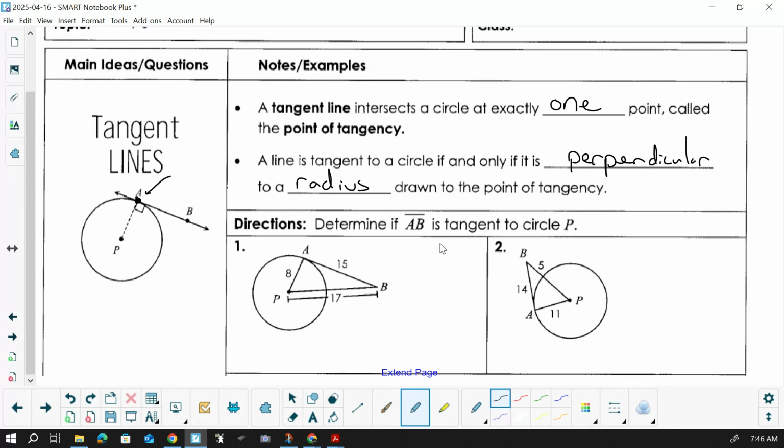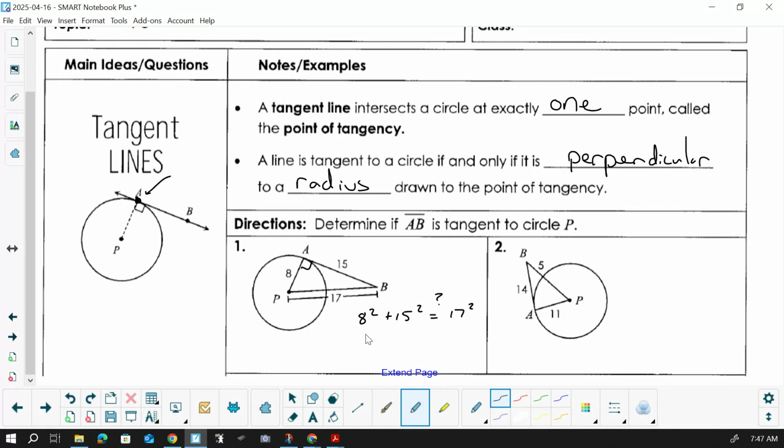So, to determine if it is a tangent line, it looks like it is a tangent line. To determine for sure, we're going to do the Pythagorean theorem on this right triangle and see if this really is a right angle. So we're going to take 8 squared and 15 squared, the two legs, and see if it really is equal to 17 squared. I'll put a little question mark above it. We don't know if it is.